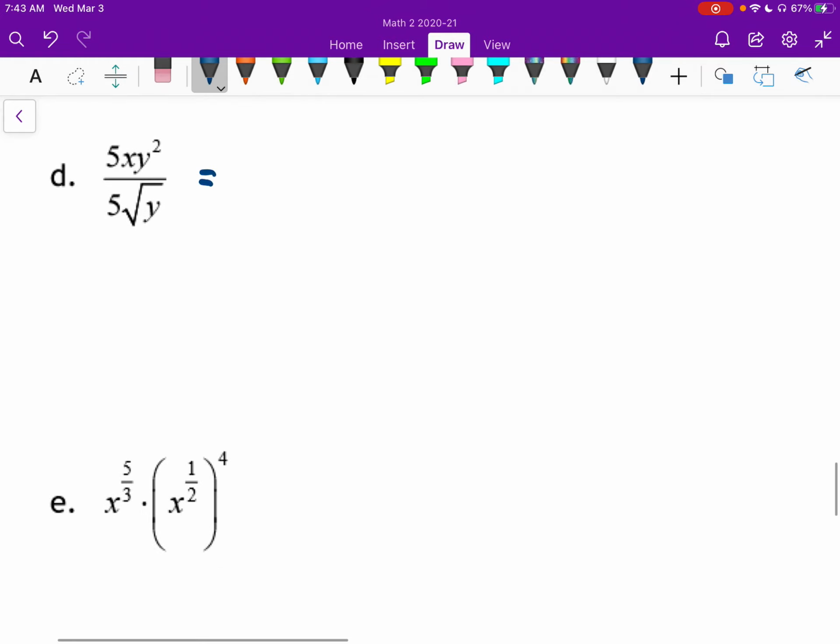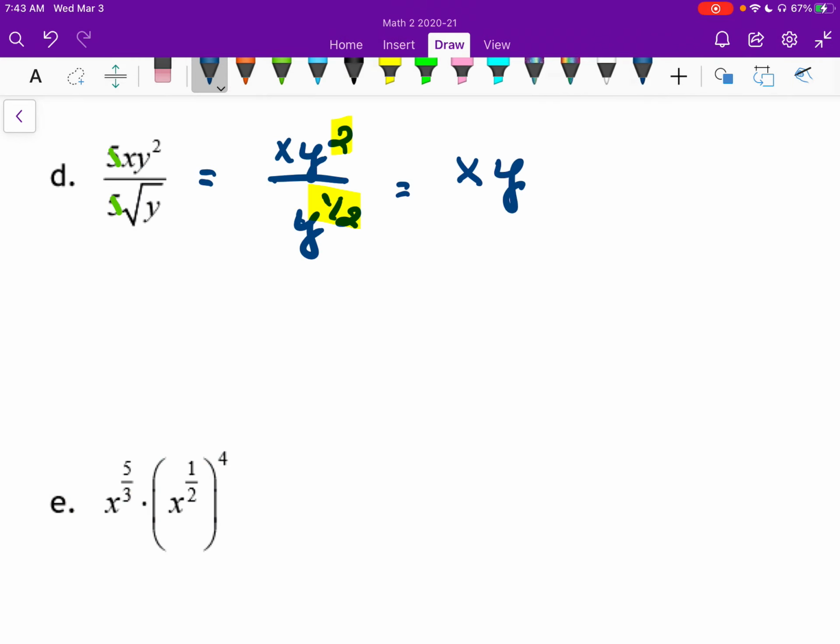Part D. Starting off, our 5's can cancel. And then let's turn that root into an exponent. So we'll have x y squared over y to the 1/2. I'm going to take my 2 minus 1/2, so this will be x y to the 2 minus 1/2, which is equal to 3/2, right? Yep, 3/2.